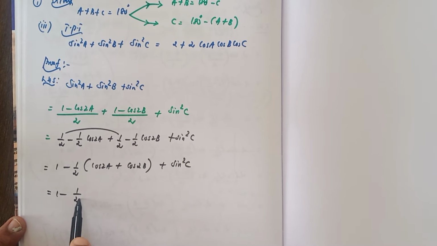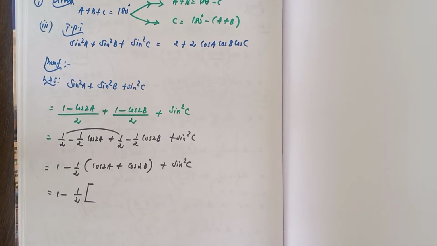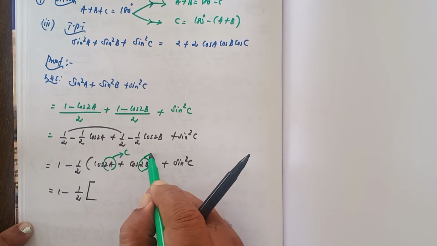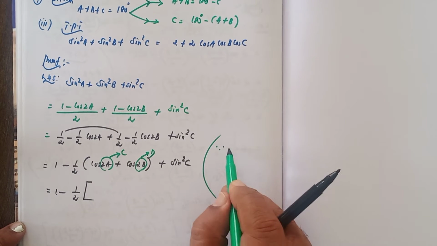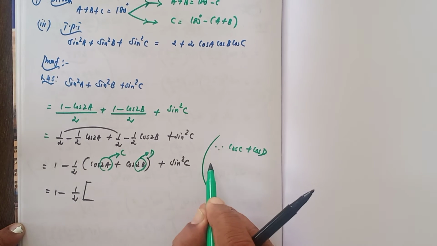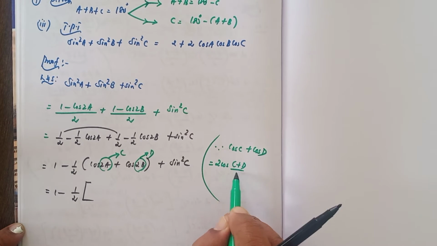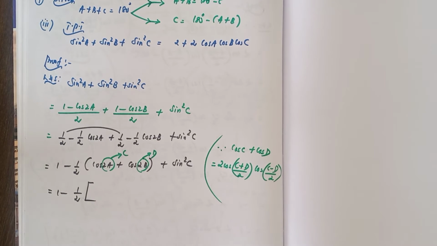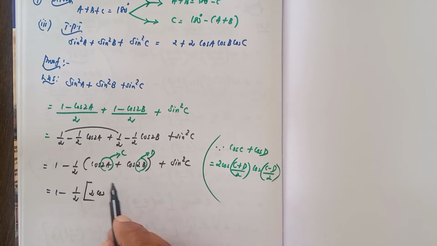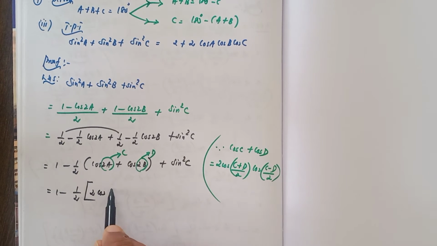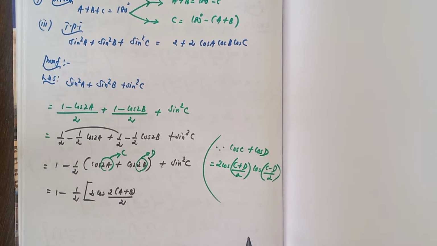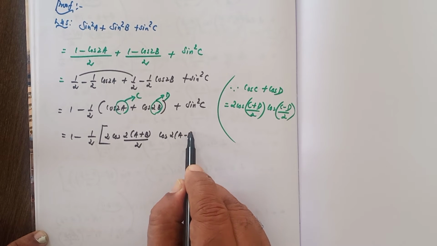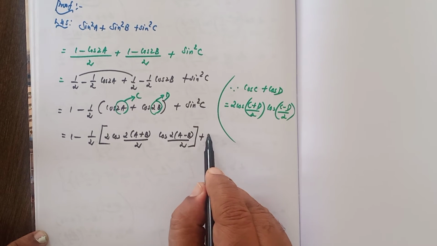That is equal to 1 minus half into cos 2A plus cos 2B. Look at that, in between we have plus, no square at all. Now we can apply the identity cos C plus cos D, that is equal to 2 cos of (C plus D) by 2 into cos of (C minus D) by 2. Now write 2 as it is, cos of C plus D: we can add 2A plus 2B, take 2 as common, (A plus B) by 2, into cos of C minus D: 2A minus 2B, take 2 as common, 2 into (A minus B) by 2. Close the bracket, plus sin squared C.